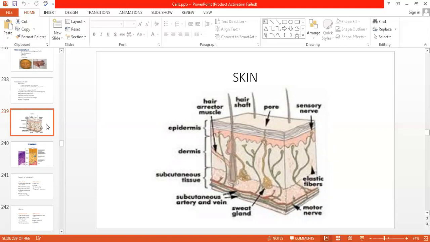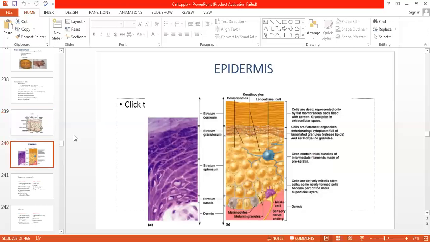And this skin is divided into three portions. At the top one is epidermis, the middle one is dermis, and the lower one is subcutaneous tissue. There is another figure which provides the detail of the epidermis, the first layer on the top. The first layer is also divided into parts.